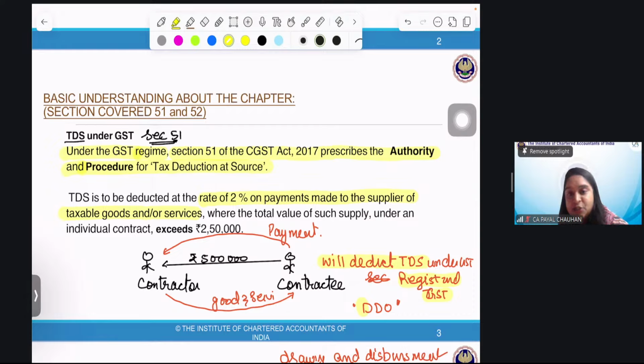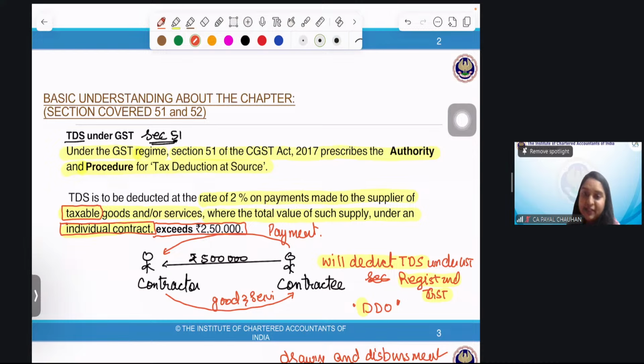It says, under Section 51, the TDS will be deducted at the rate of 2% of the payment made to the supplier of, very, very important words, taxable goods and services, where the total value of such supply under an individual contract exceeds, not even 2,50,000 rupees, if it exceeds 2,50,000 rupees. There are certain words, and if you take care of them, there is no need to give the examiner any point to cut your marks. We know the entire concept. First of all, TDS will be deducted on taxable goods and services. Then, in an individual contract, the value must exceed 2,50,000 rupees.